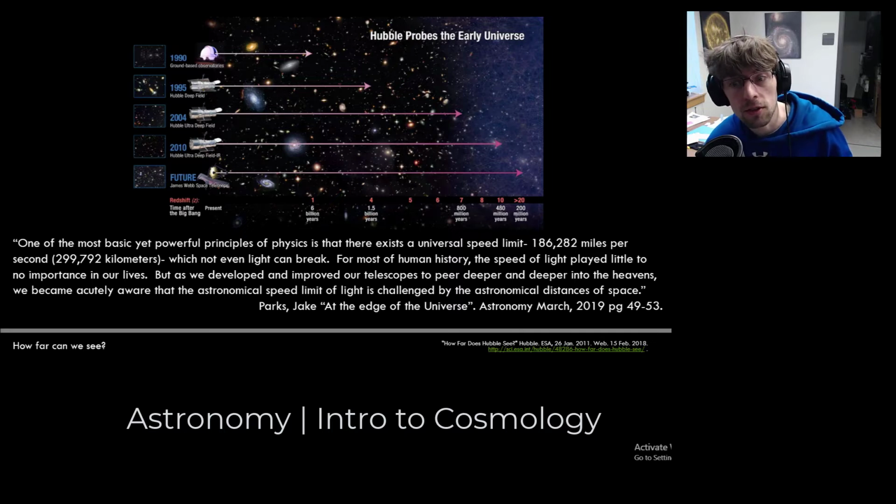For most of human history, the speed of light played little to no importance in our lives. But as we developed and improved our telescopes to peer deeper and deeper into the heavens, we became acutely aware that the astronomical speed limit of light is challenged by astronomical distances of space. And that's what we're going to hone in on today.